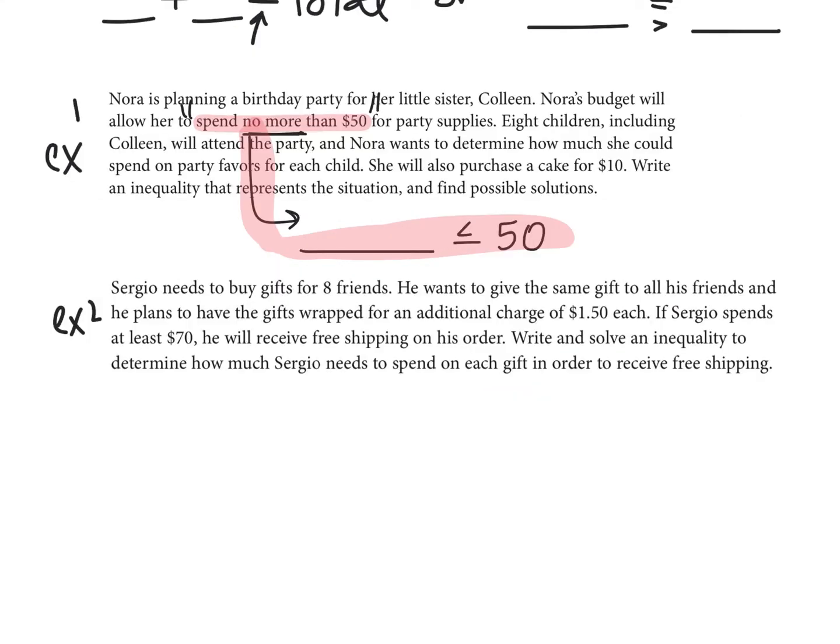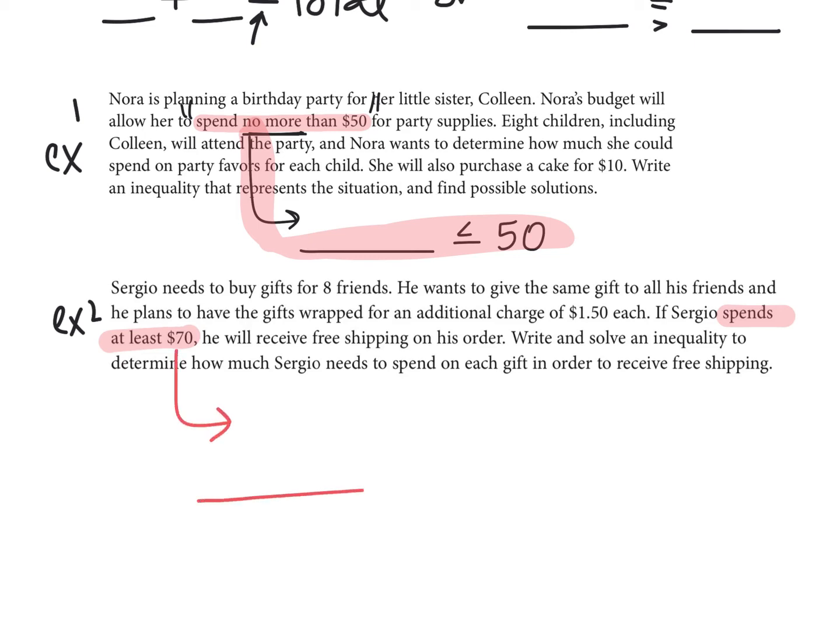Sergio needs to buy gifts for 8 friends. He wants them to be the same for all of his friends, and he plans to have them wrapped at an additional charge. If Sergio spends at least $70, he will receive free shipping. Okay, so we're going to highlight "spends at least $70." Those are the words you need to write in your notes. And now we want to figure out how to set that up.